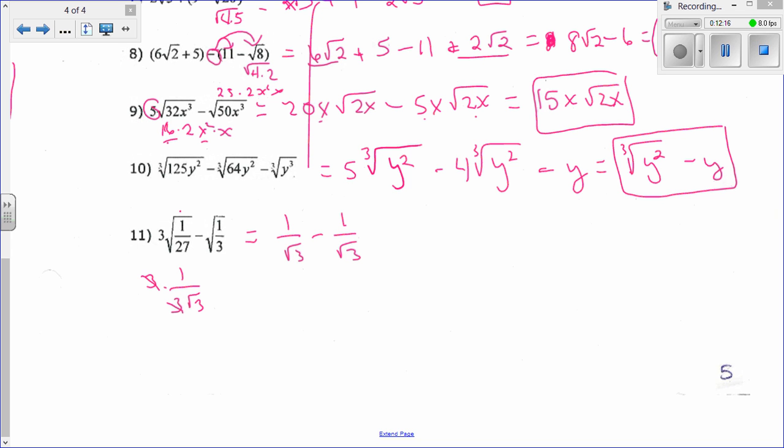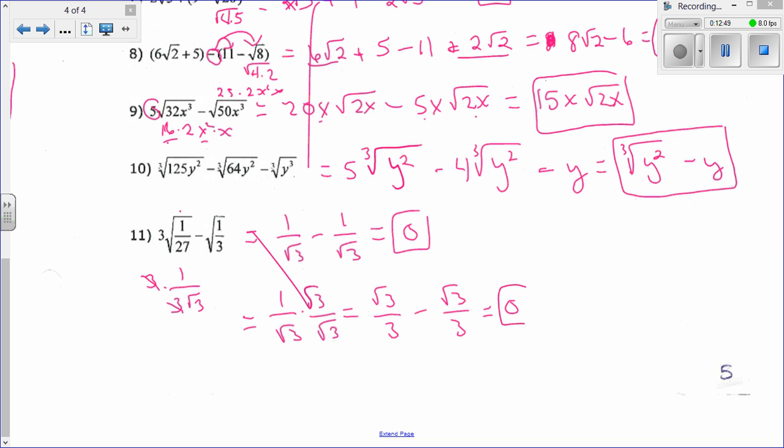I know we're supposed to rationalize denominators, but in this case I have the same fraction. It's no different than saying 1 minus 1. So this would be equal to 0. If you didn't see that and you wanted to rationalize, it would look like this. So I multiply by radical 3 over radical 3, so it'd be radical 3 over 3 minus, since that's the same thing, radical 3 over 3, which is still 0.